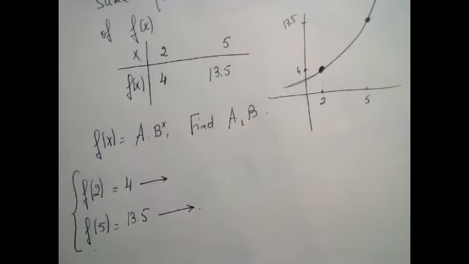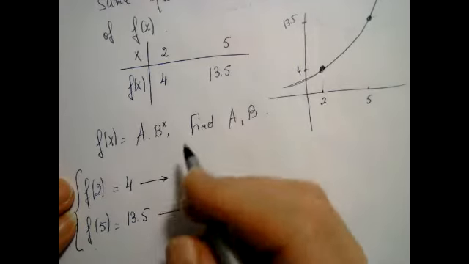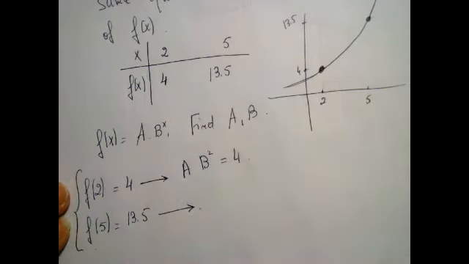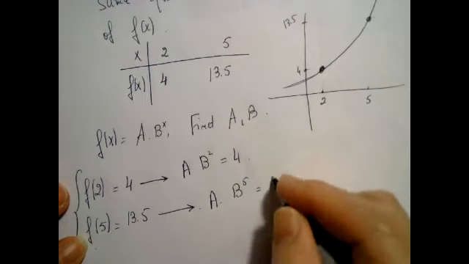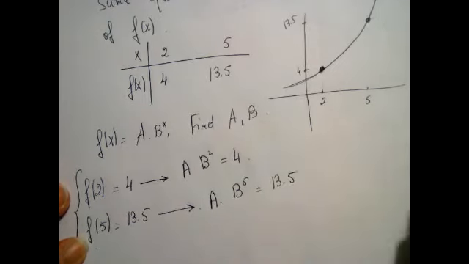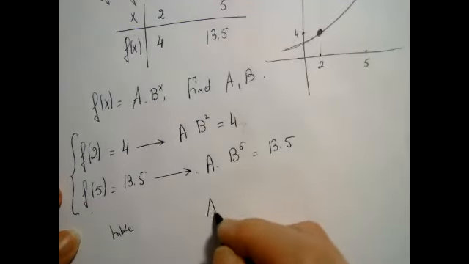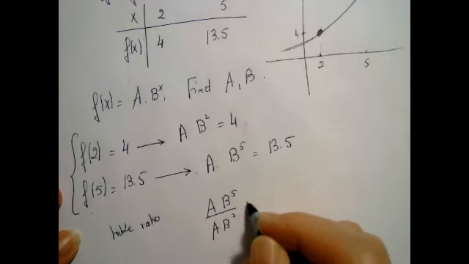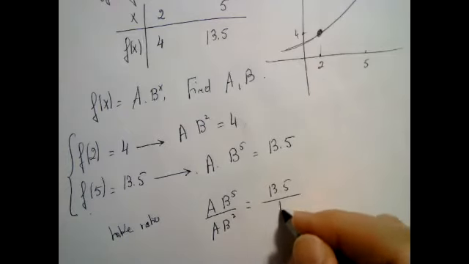Yeah, so what I did was I started off by writing a times b squared equals 4. And then underneath that, I did a times b to the 5th equals 13.5. And then the next thing I did was a times b to the 5th divided by a times b to the 2nd. And then it'd be the 13.5 over 4. What's the benefit of doing this?